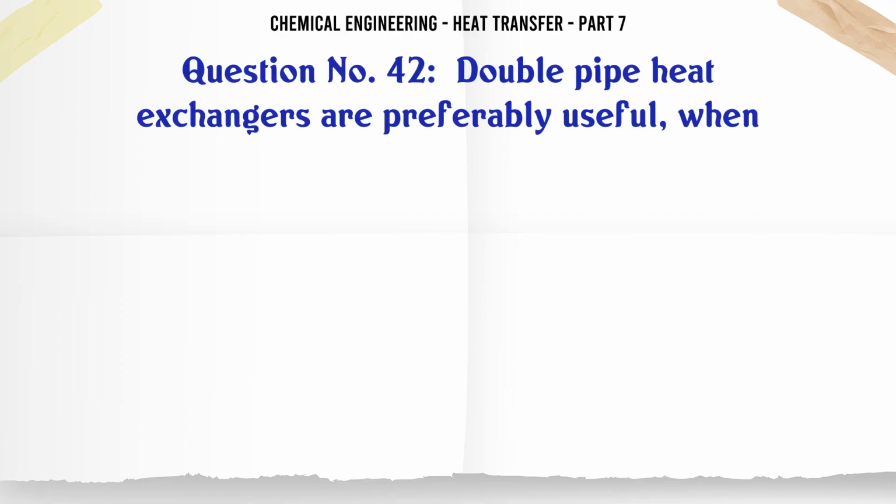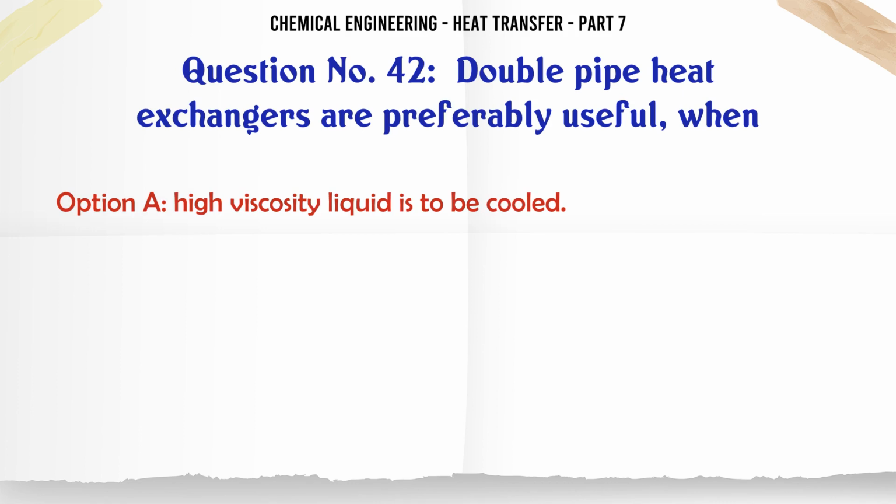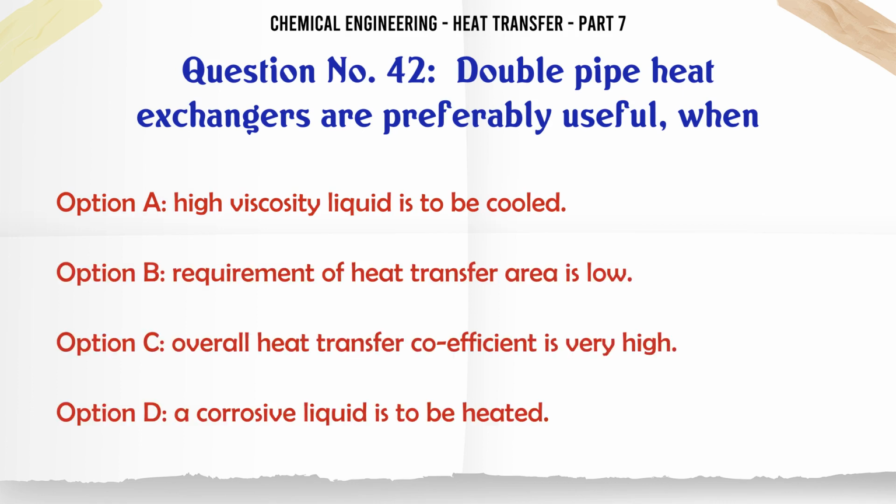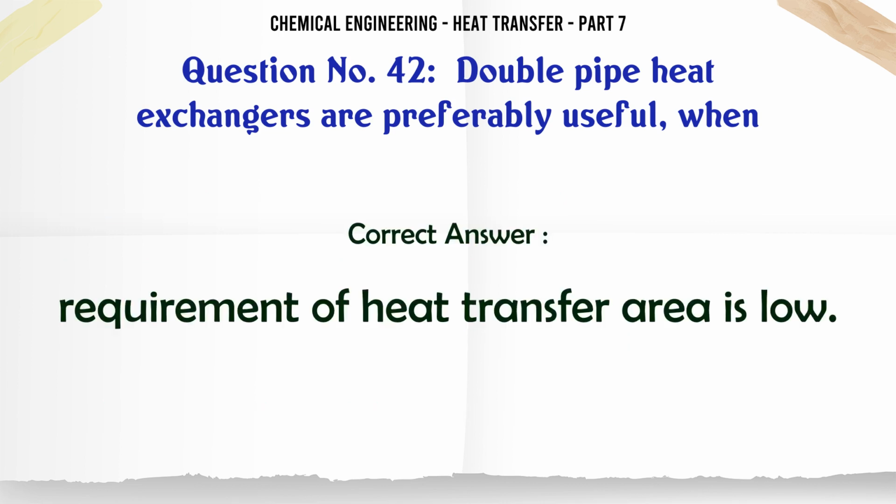Double pipe heat exchangers are preferably useful when: A. High viscosity liquid is to be cooled, B. Requirement of heat transfer area is low, C. Overall heat transfer coefficient is very high, D. A corrosive liquid is to be heated. The correct answer is requirement of heat transfer area is low.